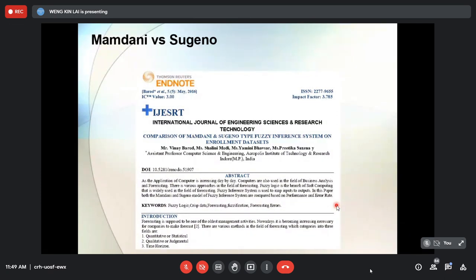I think starting from last year, I actually went to find something more concrete. Did anybody publish anything on this? So in this example here, I think this group of people from the Acropolis Institute of Technology and Research in Indore, India, actually did a study to compare the Mamdani and the Sugeno type of fuzzy inference system on the enrollment data sets. They actually looked at this for application of the enrollment data sets.